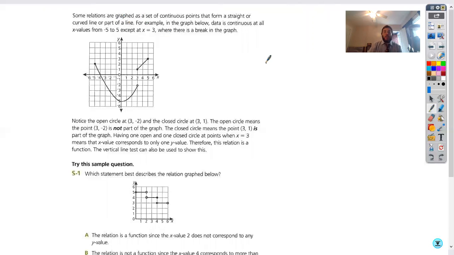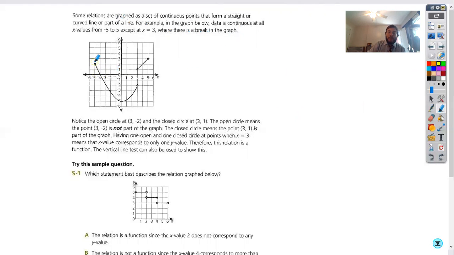some relations are graphed as a set of continuous points that form a straight or curved line or part of a line. So for example, in the graph below, the data is continuous at all values of x from -5 to 5, except where x equals 3. And there's a break in the graph.